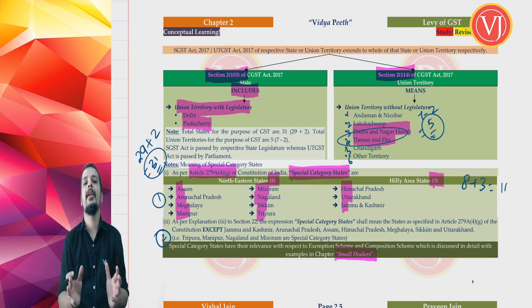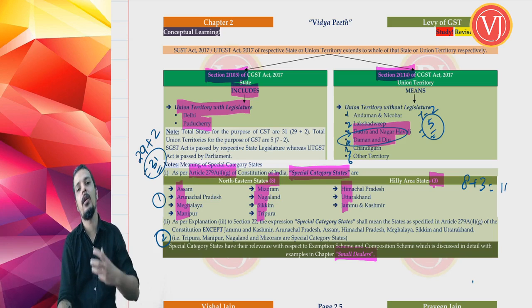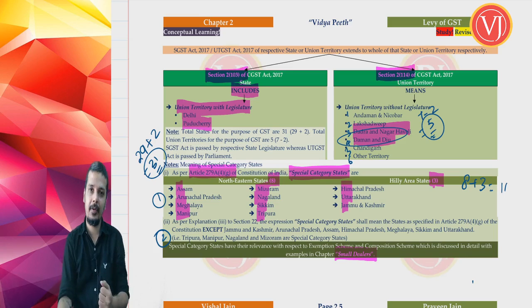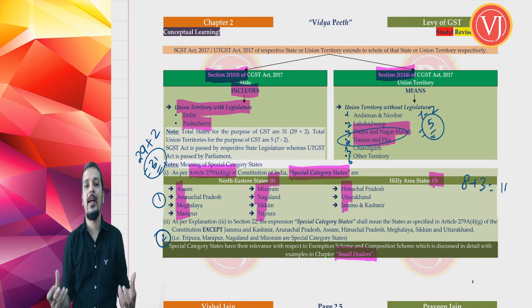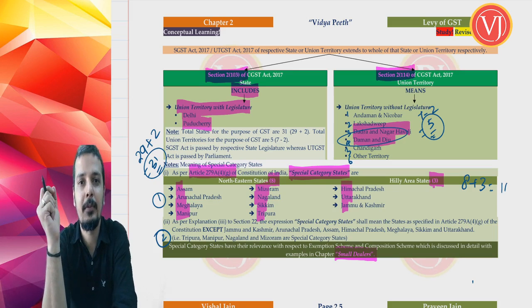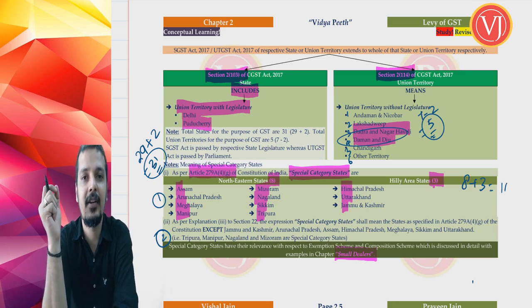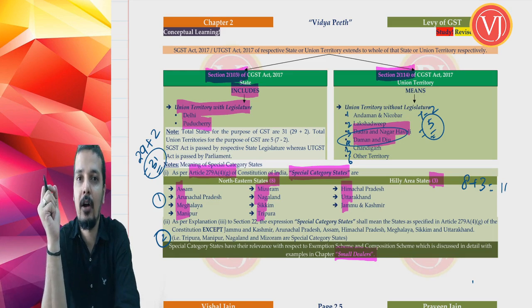So now we are clear with applicability, Section 1, which talks about applicability to the whole of India, including the state of Jammu and Kashmir. And then we have understood what is actually India, what is actually state and union territory for the purpose of the GST Act. We went a step ahead and also discussed the definition of special category states as per your constitution and as per GST law.